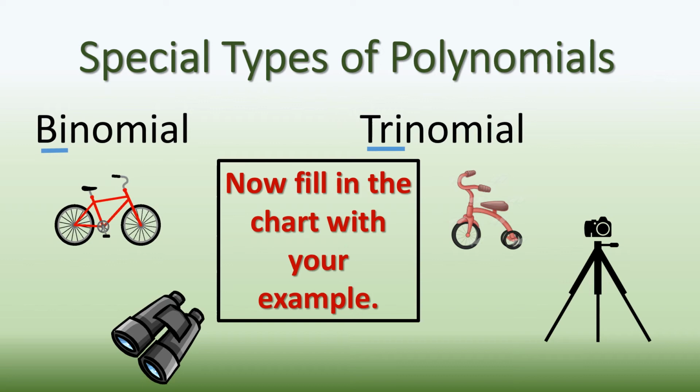Now fill in the chart with your own examples. You might want to look at 6 through 11 to get some clues on what a binomial and a trinomial are. But use your own examples, okay?